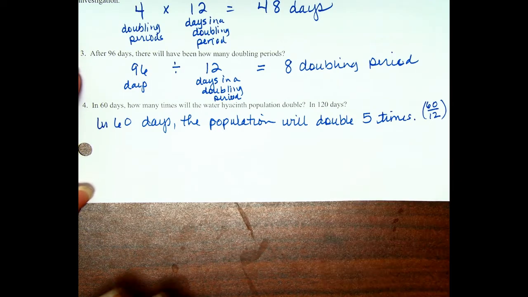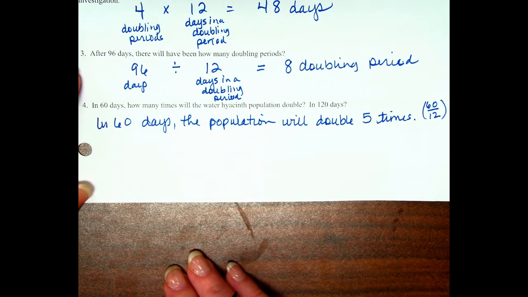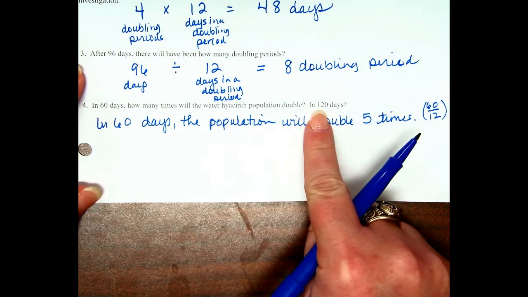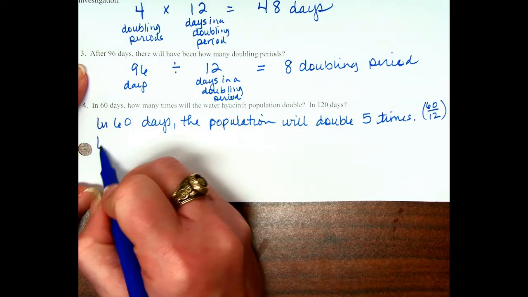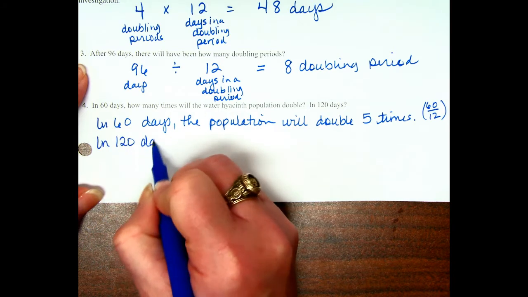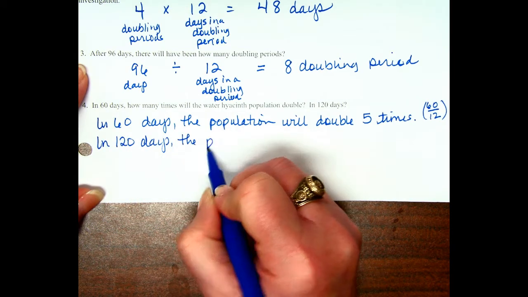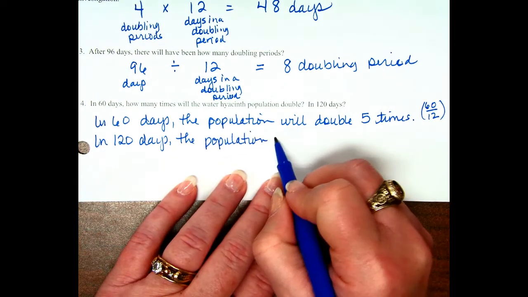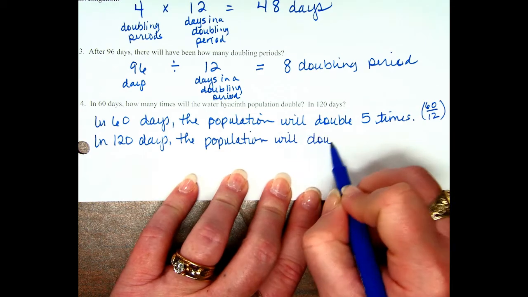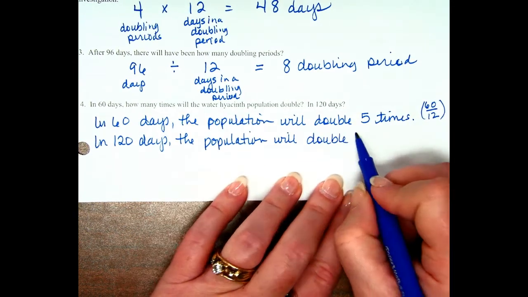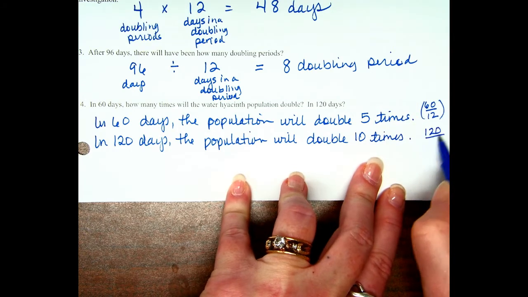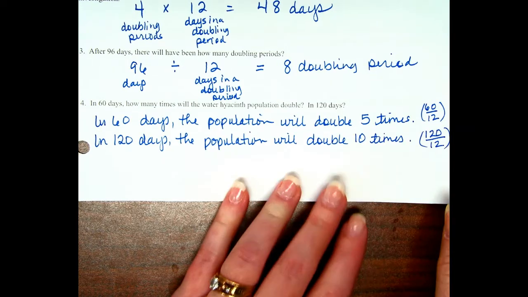Now, is the answer important? Absolutely. Okay, I don't want you to think the answer is not important. I just also think how we get there is also important. Okay? What about in 120 days? In 120 days, the population, good, will double. How many? 10 times, because 120 divided by 12 is 10, right?